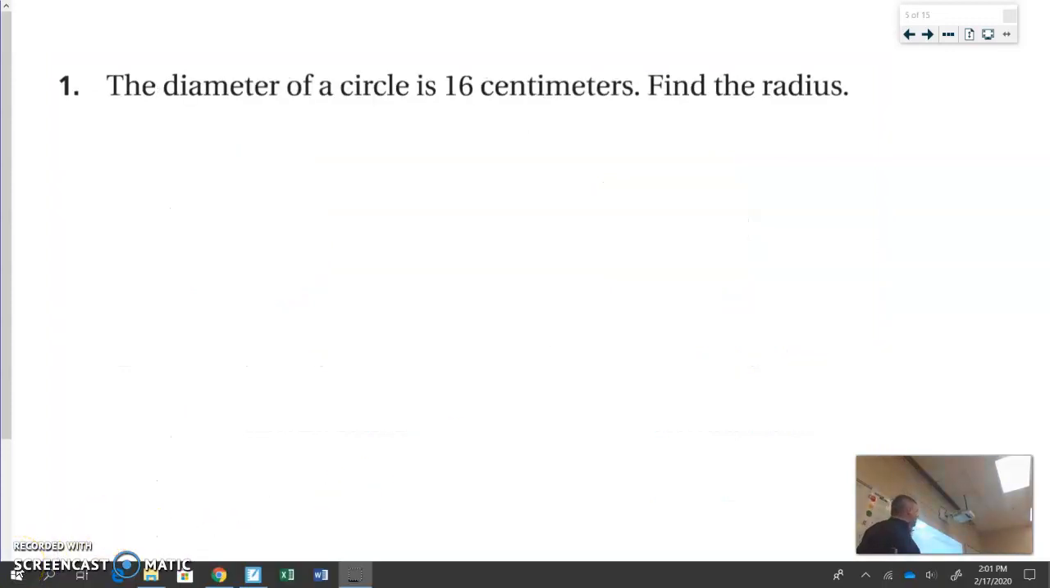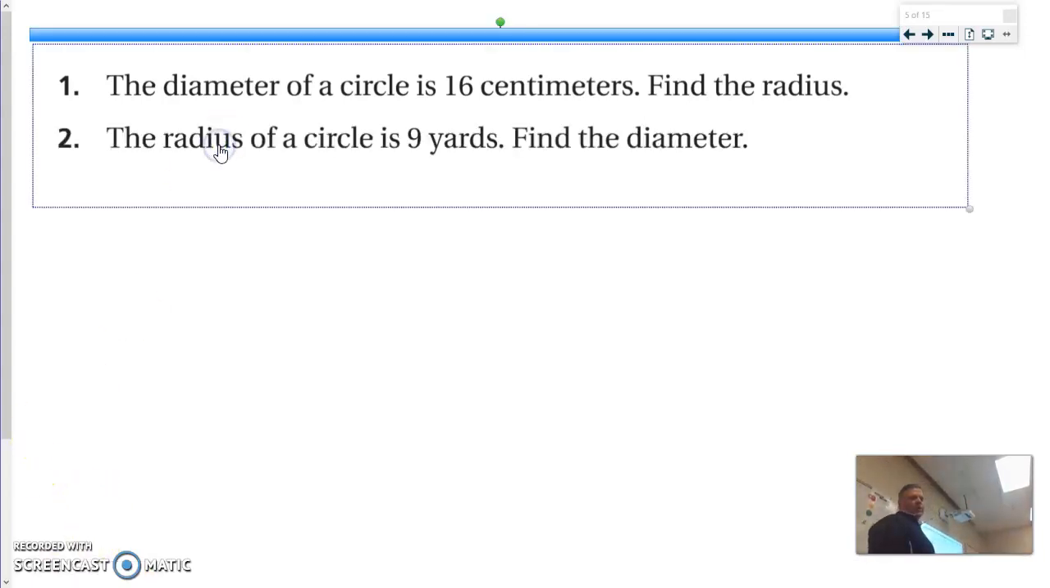So in this next one, if we know the diameter of the circle is 16, what's the radius? 8. Good, because we take it and cut it in half. If we know that the radius is 9 yards, then the diameter is 18 yards. And that's what I have for those.